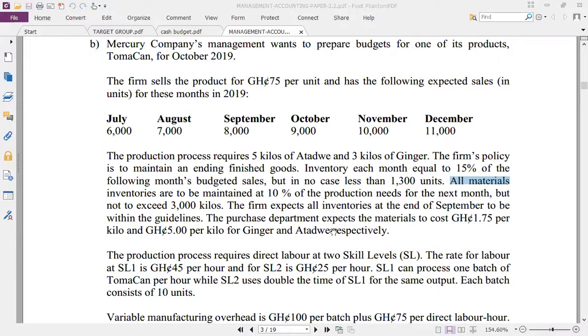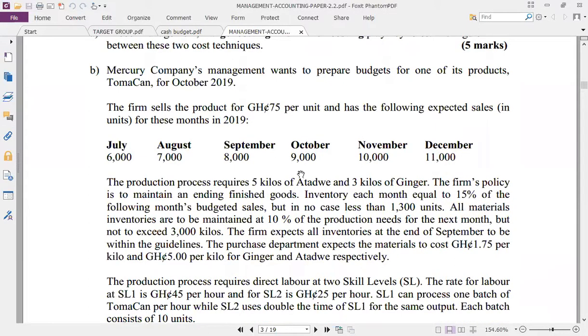The purchase department expects the material to cost 1.75 per kilo and 5 per kilo for ginger and atadi respectively. And that's all. So let's see. Now, if they want to produce a unit, how many kilos of material do they need? For atadi, they need 5 kilos. For ginger, they need 3. So let's go.